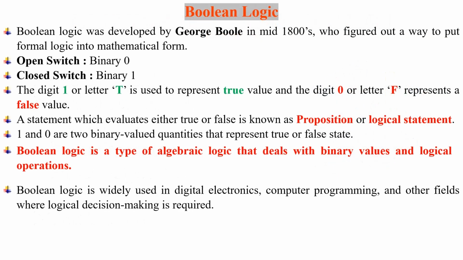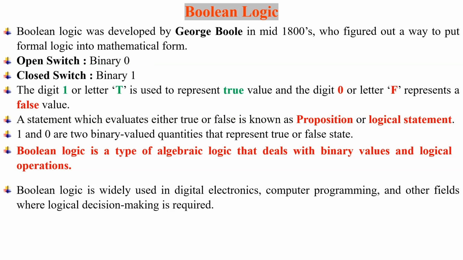Have you ever wondered how computers can do a lot of things like humans? How can a chip made up of silicon and wires do something that seems like it requires human thoughts? If you want to know the answer to this question, the first thing you need to understand is something called Boolean logic. Boolean logic was developed by George Boole in the mid-1800s, who figured out a way to put formal logic into mathematical form. Consider an example: should I go to the park or not?